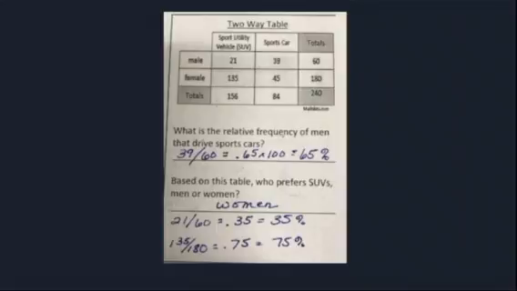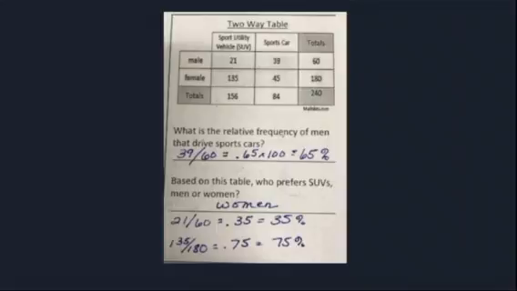Two-way table. So we did really well on two-way tables. I wanted to just give you two examples here. So when we're finding relative frequency, remember that's always thinking about percent. And so for this one, the relative frequency of men that drive sports cars, well, 21 men drive SUVs and 39 men drive sports cars, and the total number of men we're talking about are 60. So if I'm looking for men that drove sports cars, that'll be 39 over 60. I divide, and then I multiply by 100 to get 65%.